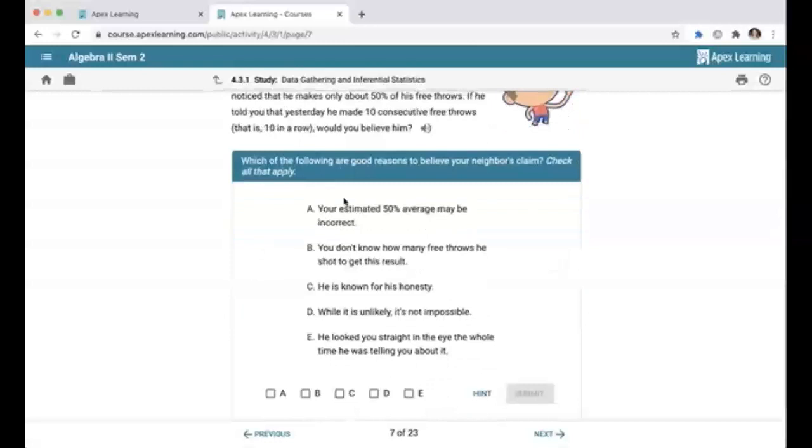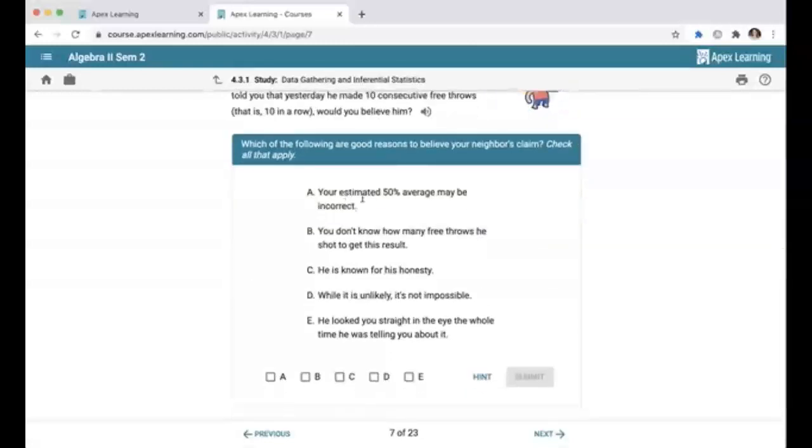Which of the following are good reasons to believe your neighbor's claim? One, your estimated average of 50% may be inaccurate. You don't know how many free throws he shot to get this result. He's known for his honesty. While it's unlikely, it's not impossible. He looked you straight in the eye the whole time he was telling you about it.